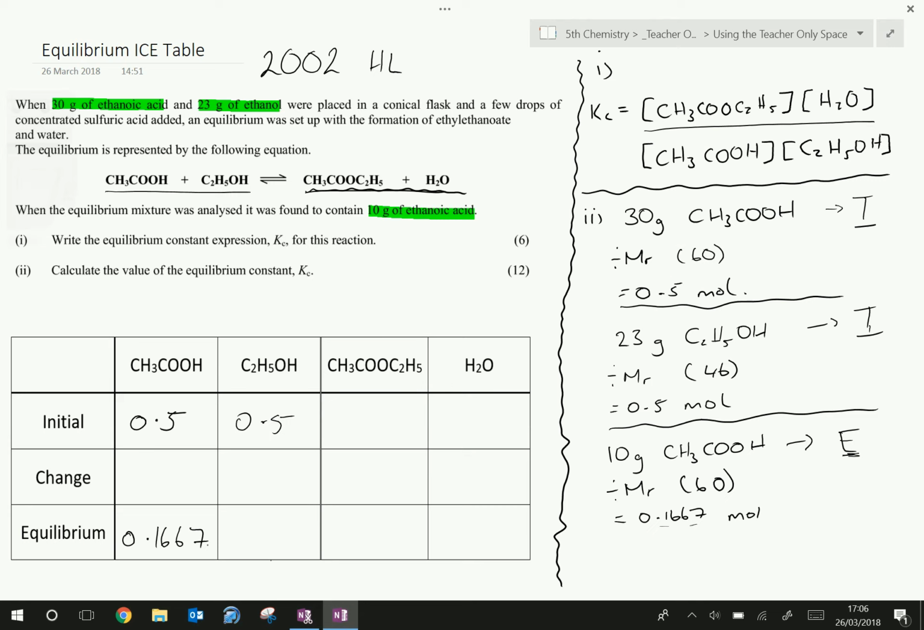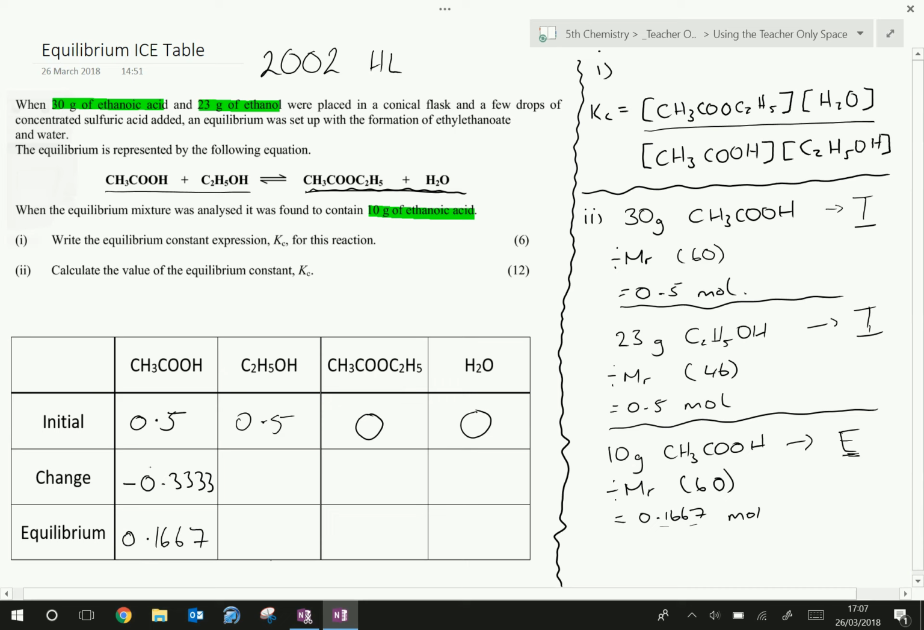Now what I can say is, initially I had half a mole of ethanoic acid and half a mole of ethanol, which means I had none of my product and no water formed because the reaction hadn't started yet. This is initially, at the moment the reaction began. What I can also say is, I initially had half a mole of ethanoic acid and I finished with 0.1667 moles of ethanoic acid. So I can work out what that changed by subtracting. And it went down by 0.3333 moles. The concentration went down because it was used up.